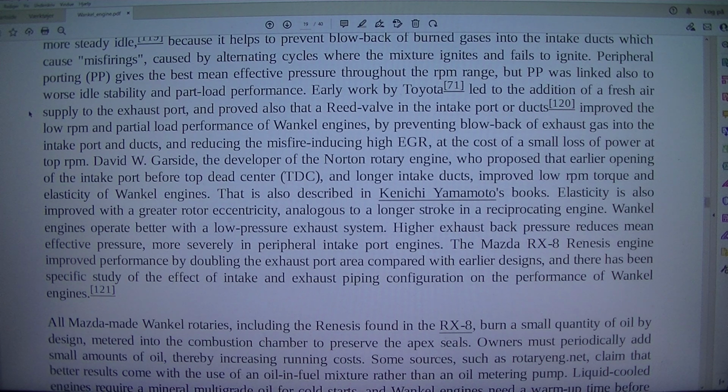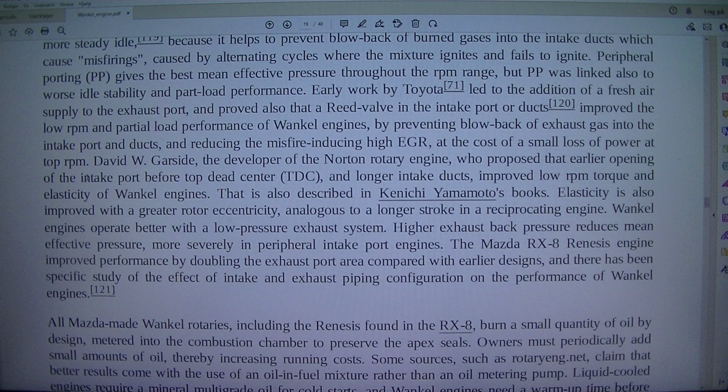Early work by Toyota, 71, led to the addition of a fresh air supply to the exhaust port, and proved also that a reed valve in the intake port or ducts, 120, improved the low RPM and partial load performance of Wankel engines, by preventing blowback of exhaust gas into the intake port and ducts, and reducing the misfire-inducing high EGR, at the cost of a small loss of power at half RPM.